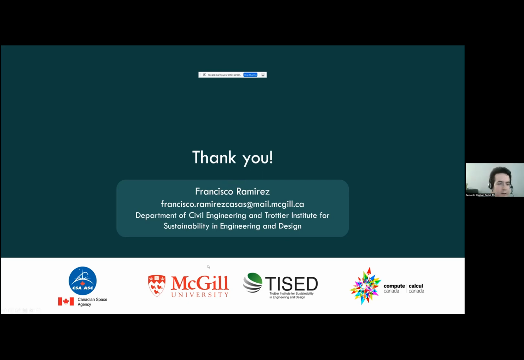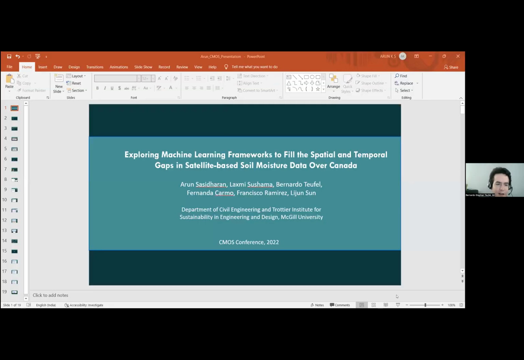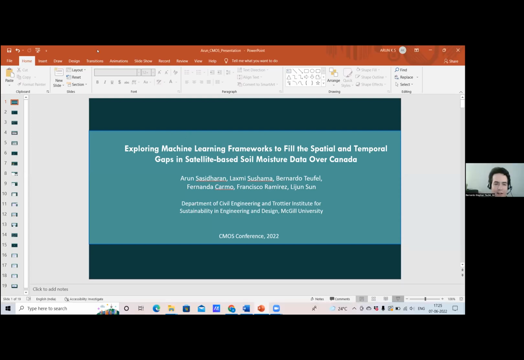by Arun. So he will talk about exploring machine learning frameworks to fill the spatial and temporal gaps in satellite-based soil moisture and freeze-thaw data over Canada.